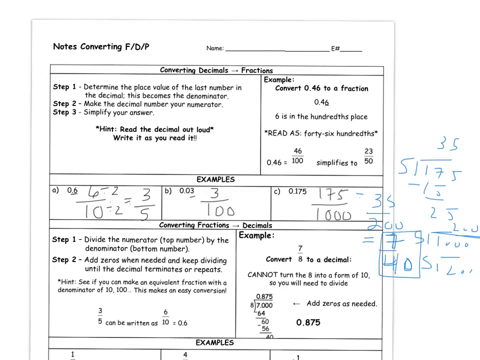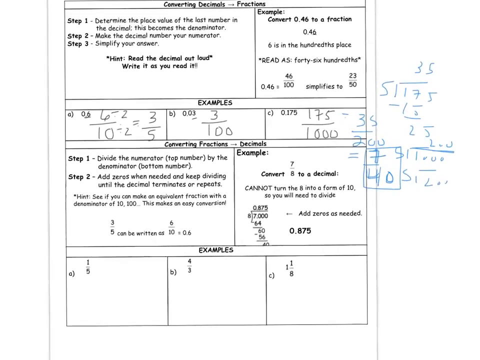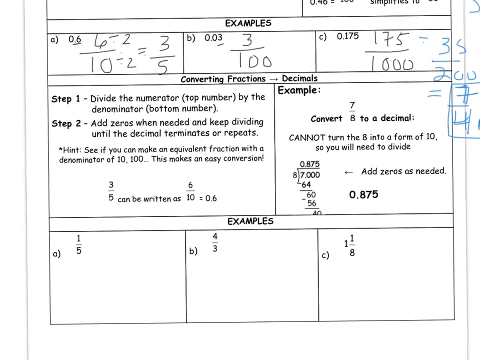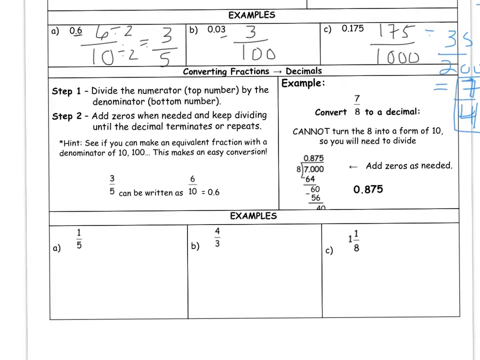Okay? Alright, so let's talk about converting fractions into decimals. So step 1, you would divide the numerator, or the top number, by the denominator, the bottom number. Step 2, you're going to add zeros when needed and keep dividing until the decimal terminates or repeats. So terminate means that it stops, like it ends, or repeats, that means it's going to go on forever. The same, you keep on getting the same number on and on and on.